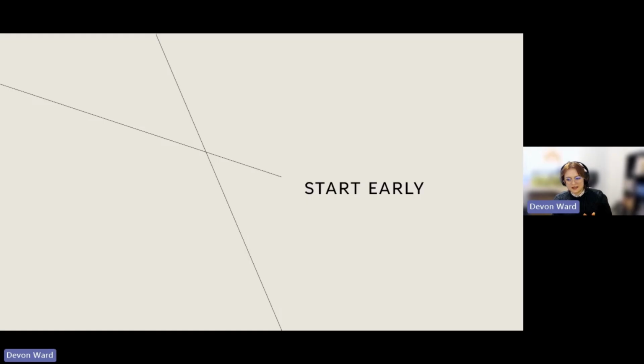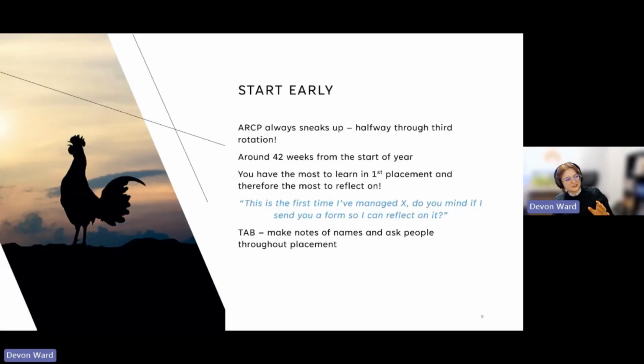In terms of starting early, I know it's October, so we're not too late or anything like that. But what I mean is that the ARCP sneaks up. It's about halfway through your 3rd rotation. And so we think that we have to do it by the end of the year, but actually you have 2.5 blocks before you need to do it, which is about 42 weeks from when you started in August.